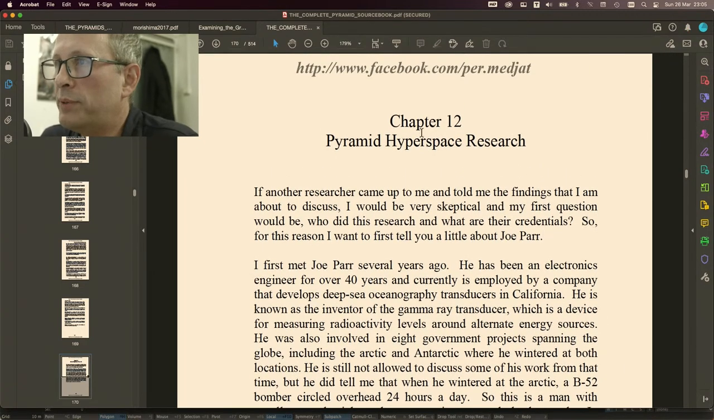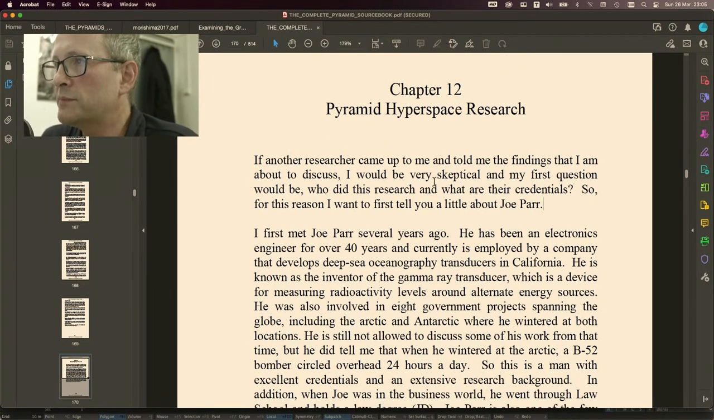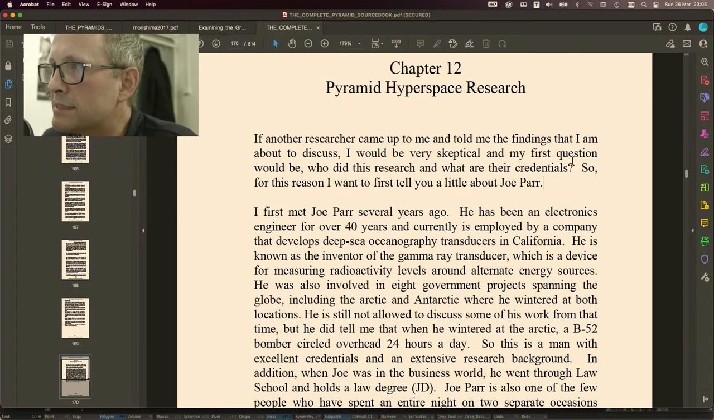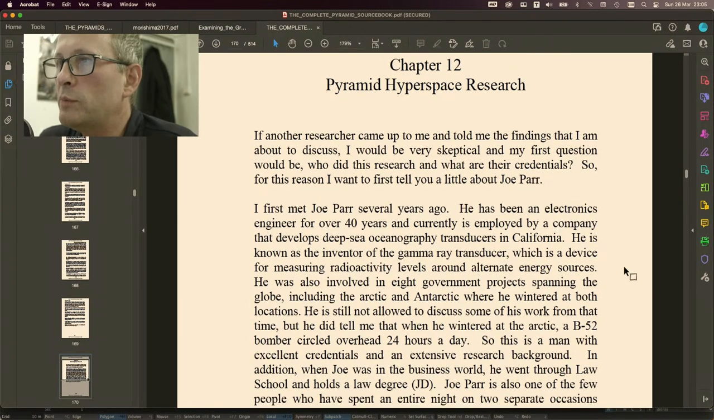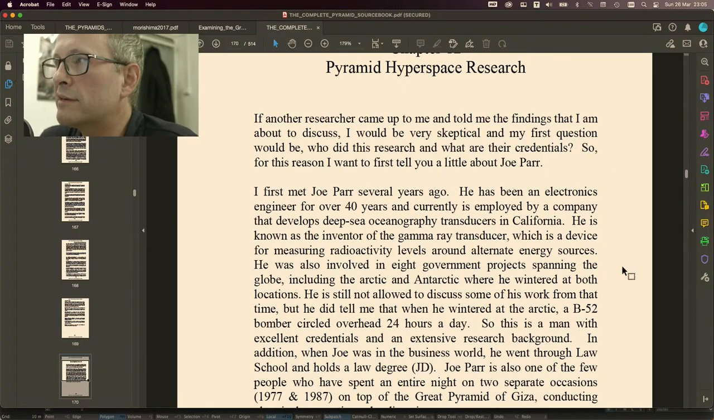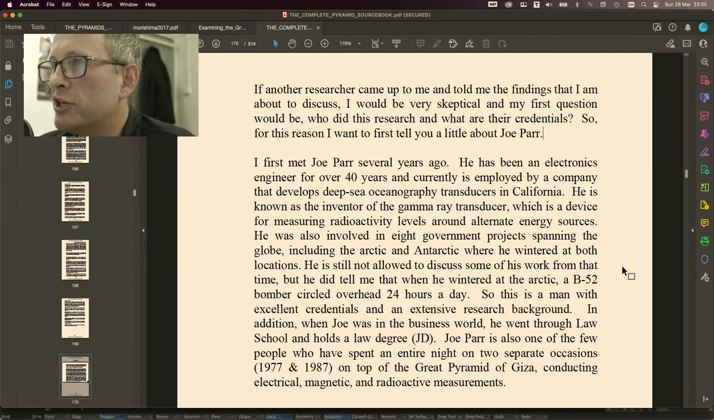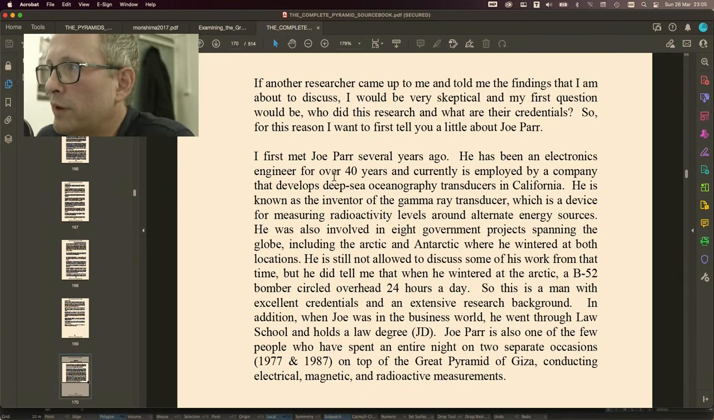So chapter 12, Pyramid Hyperspace Research. If another researcher came up to me and told me the findings that I am about to discuss, I would be very skeptical, and my first question would be, who did this research and what are their credentials? So for this reason, I want to first tell you a little bit about Joe Parr. I first met Joe Parr several years ago. He has been an electronics engineer for over 40 years and currently is employed by a company that develops deep sea oceanography transducers in California.